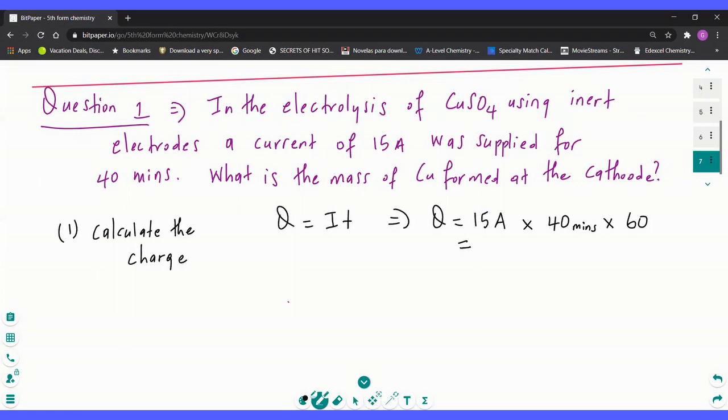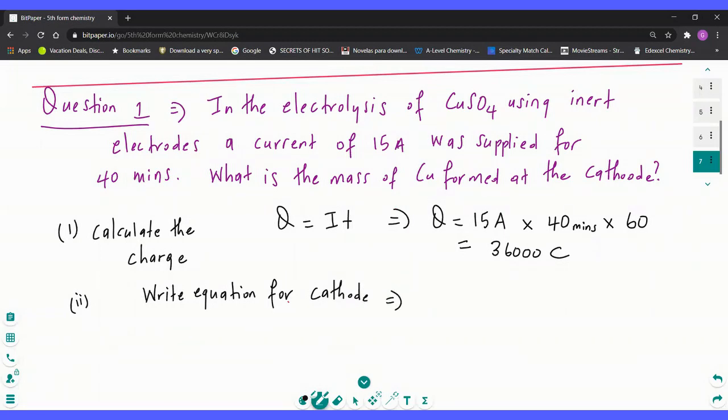No, just work out the whole thing and tell me. 36,000 coulombs. All right. Then I'm going to do it a shorter way than how I did it the previous way. Now that we understand the principle, I can do it the shorter way. The next thing I'm going to do is write the equation for the cathode, because that's where the copper was formed.